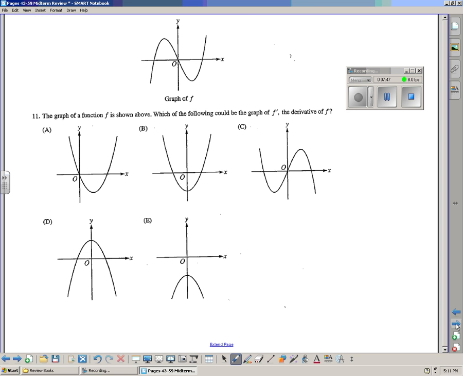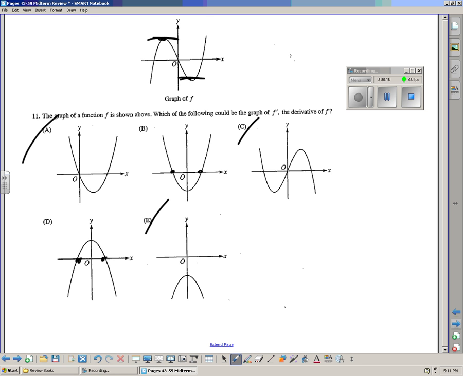Number 11, the graph of f is shown above. Which of the following could be the graph of the derivative? We've done these at the beginning of the year, and you can probably reason this out plenty of ways. Here are your 0 slopes. So you have 2 zeros, not 3, not 1 at the origin. D right now is a candidate, and E has no 0. So just by that, you eliminate 3 choices.